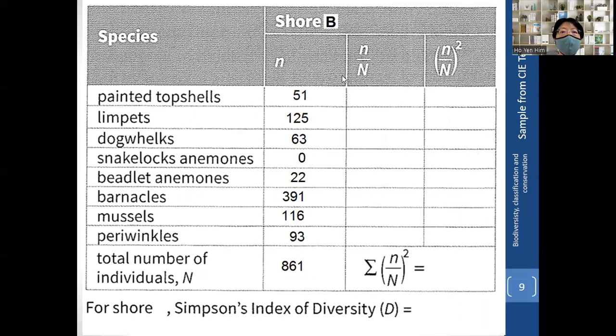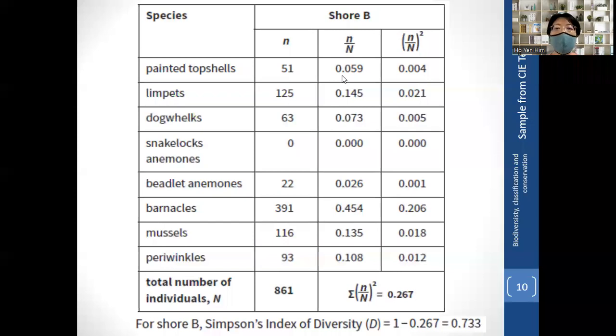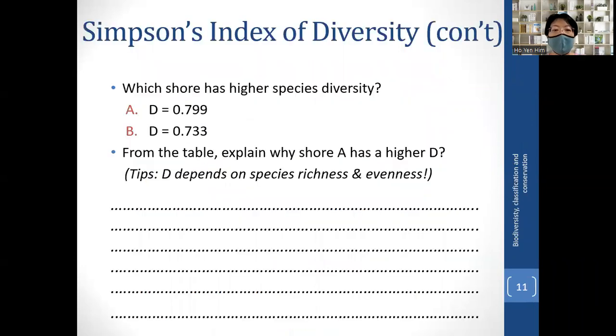So this one is for shore B. You will need to do it for shore B. So can you do that for shore B? For shore B, you have calculated that the Simpson's index of diversity is actually 0.733. Can you get 0.733? Okay, so now we have got the data already.